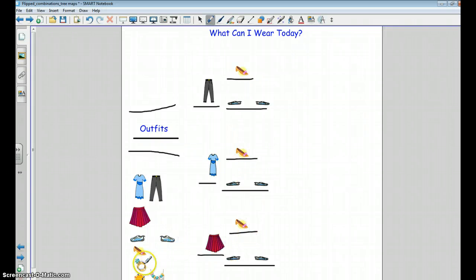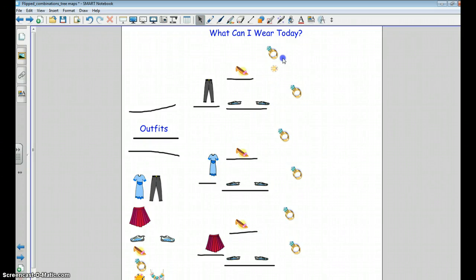But I've decided that I want to add in some jewelry. So I'm going to look at the jewelry. I've got a ring that could go with each one. So I could wear the pants, the high heels, and the ring. I could wear the ring with the pants and the tennis shoes. I could wear the ring with the dress and the heels, or the ring with the dress and the tennis shoes. And finally, I've got all of my skirt options: skirt, heels, ring, skirt, tennis shoes, ring.